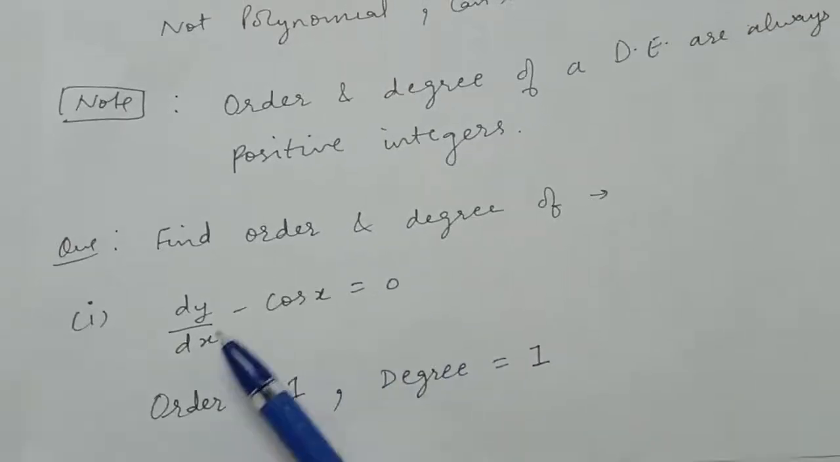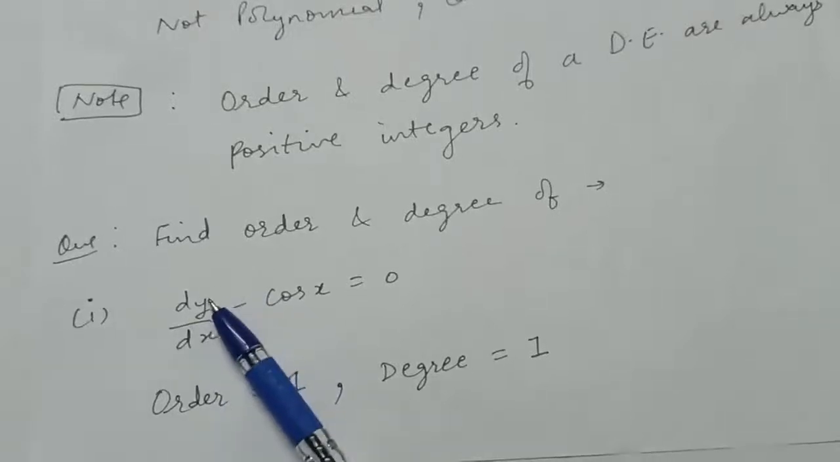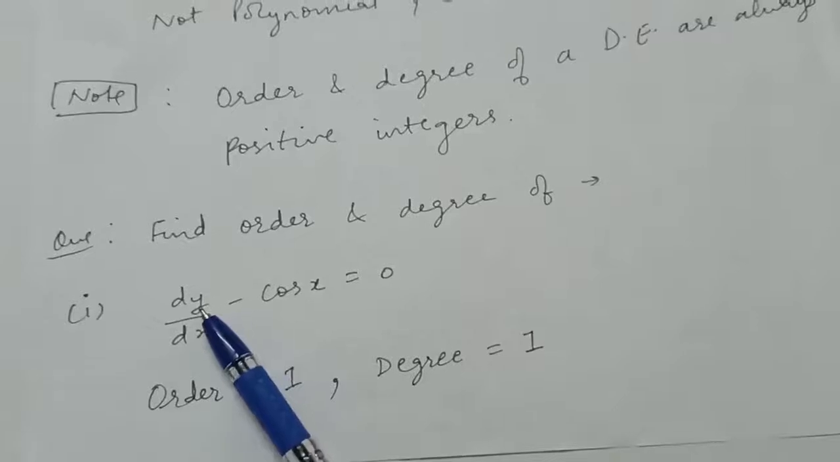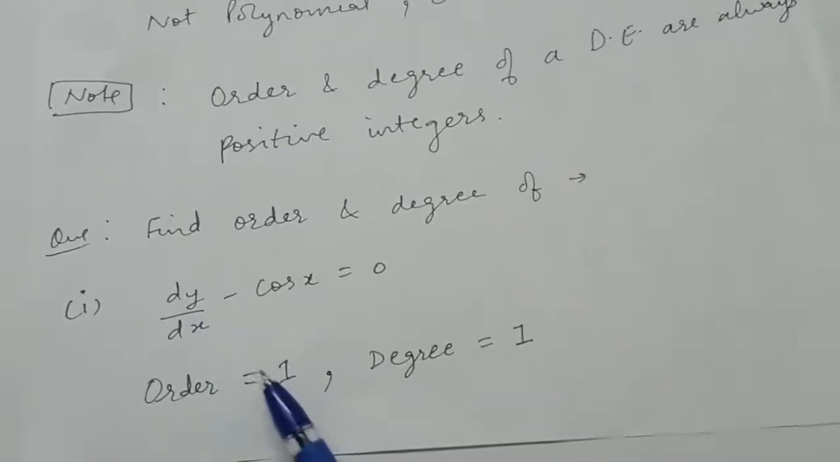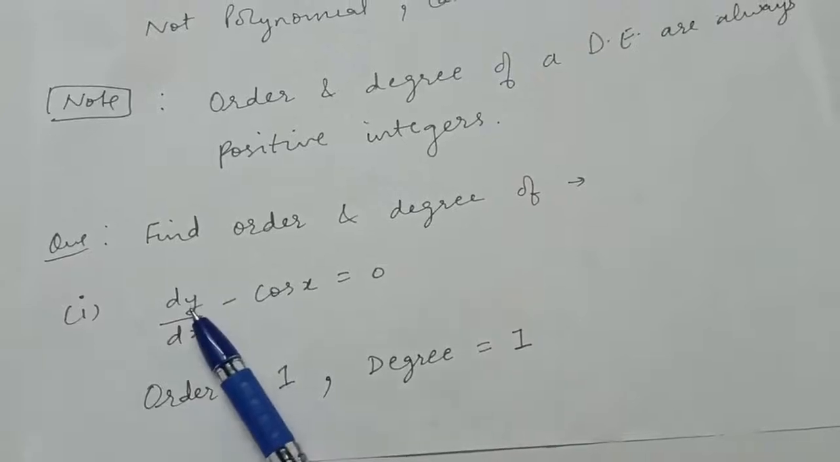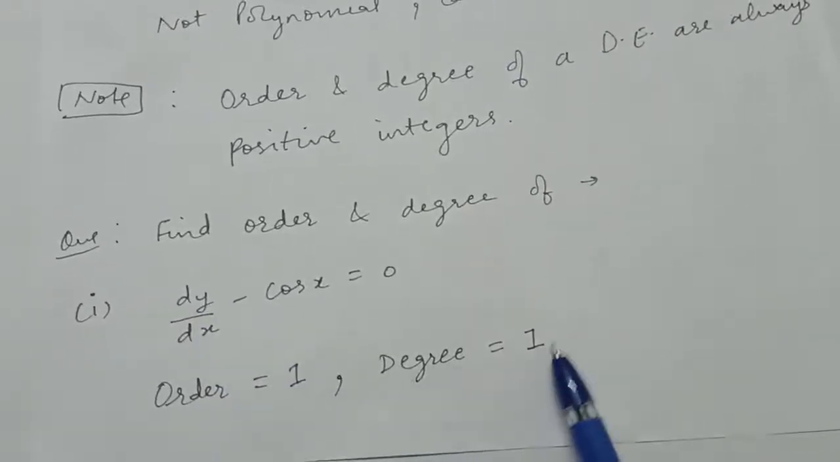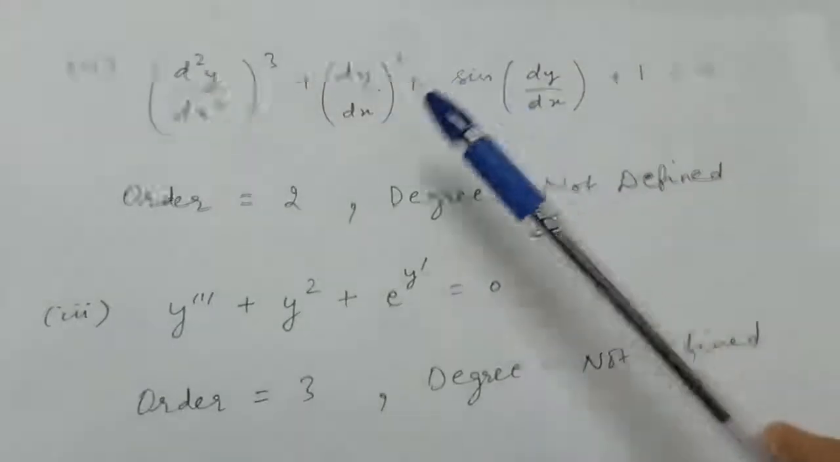So order we can see is highest order or the highest derivative of y with respect to x present in this differential equation is of order 1. So order of this differential equation will be 1. Also degree of the highest order derivative is 1. Therefore degree of the differential equation is also 1, right? Now next differential equation is this.